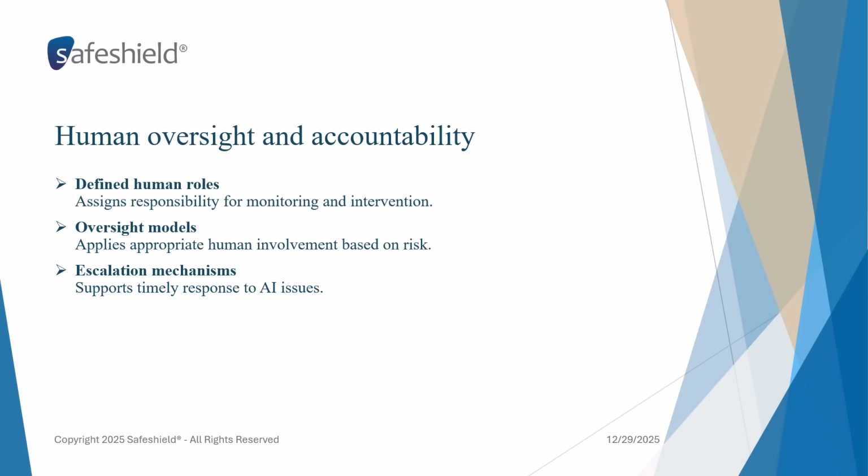Different oversight models apply, depending on risk and impact. Some systems require direct human involvement in decision-making, while others rely on supervisory review or post-decision audits. The chosen approach should reflect the severity of potential harm and the system's level of autonomy. Accountability mechanisms also support transparency and trust. Documented oversight actions provide evidence that AI systems are managed responsibly and in alignment with organizational policies. Human oversight reinforces ethical judgment, contextual awareness, and adaptability, all of which remain essential despite advances in automation.